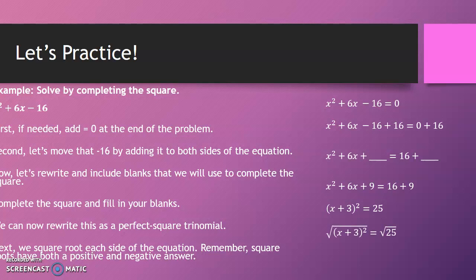And on the left side, the square root and the square are going to basically undo each other. And then when I square root the 25, I'm going to get a positive and a negative answer. So it says x plus 3 equals plus or minus 5. Now because we have a positive and a negative root, I'm going to have to solve the equation twice. So I set up my two equations. x plus 3 equals a positive 5 and x plus 3 equals a negative 5. For both equations, I'm going to subtract 3 over, and 5 minus 3 is going to give me an answer of 2. Negative 5 minus 3 is going to give me an answer of negative 8.